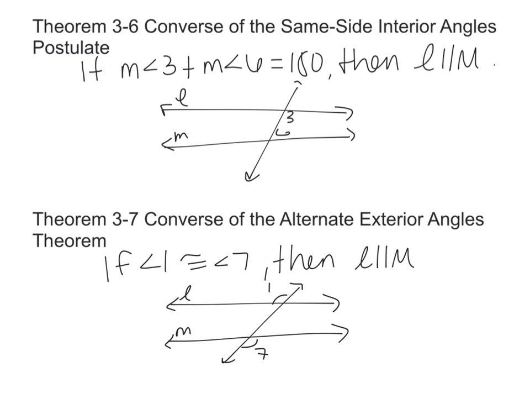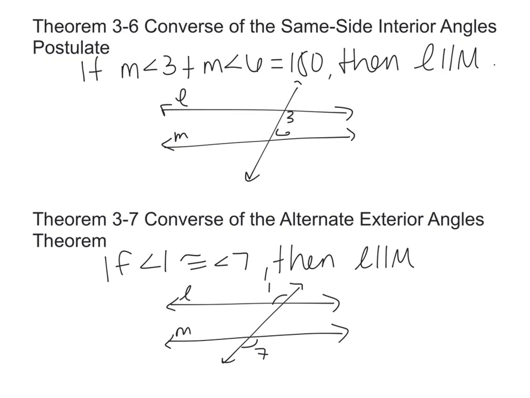Remember that the phrase same side relates to the same side of the transversal, either the right side or the left side. And so 3 and 6 are on the same side of the transversal, so these are our same side interior. The last theorem, 3-7, is the converse of the alternate exterior angles theorem. And this one says if two lines and a transversal form alternate exterior angles that are congruent, then the two lines are parallel. So if angle 1 is congruent to angle 7, then L is parallel to M.